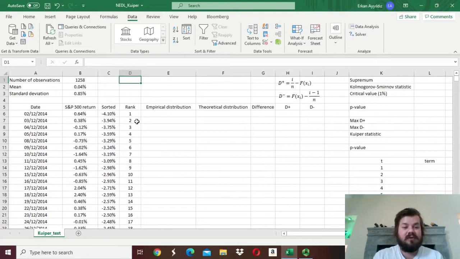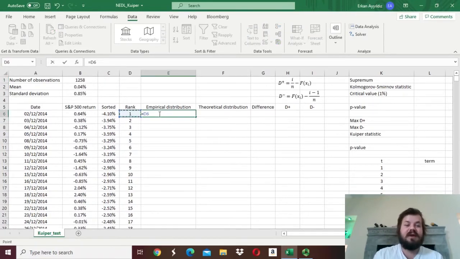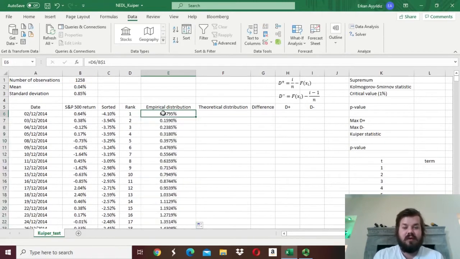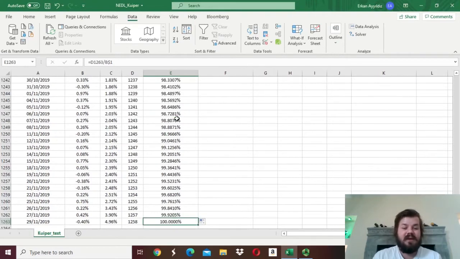And now we need to convert those ranks into the empirical distribution function. To do that, we just need to divide each rank by the total number of observations, and we need to lock the row over here so that it doesn't change from cell to cell. So here the logic is really clear. It shows how many observations, which percentage of the observations does not exceed a particular value of the return. So here we have approximately 0.08%, and the highest observation has an empirical distribution function value of 1, so 100%.